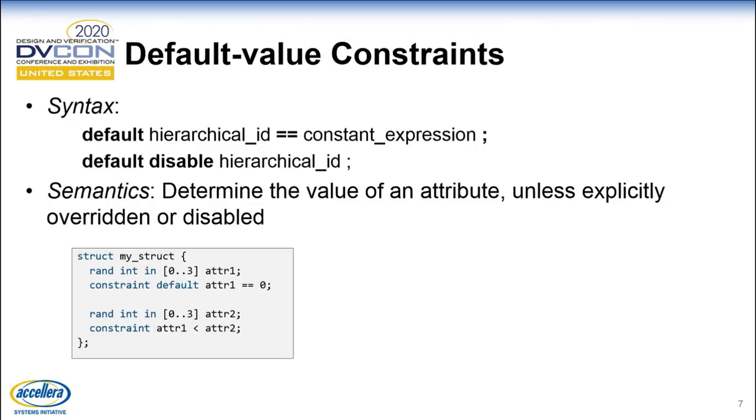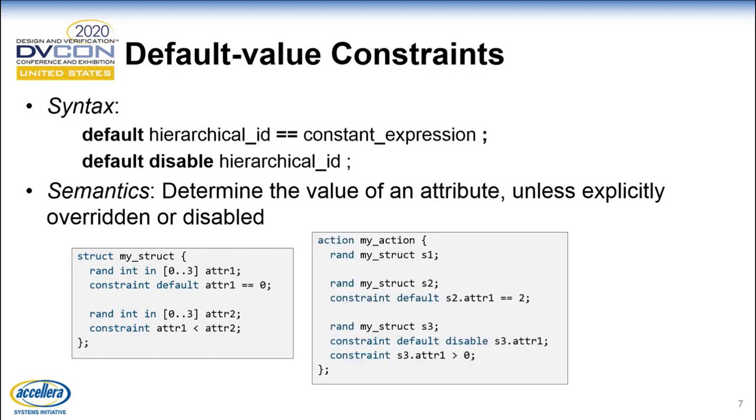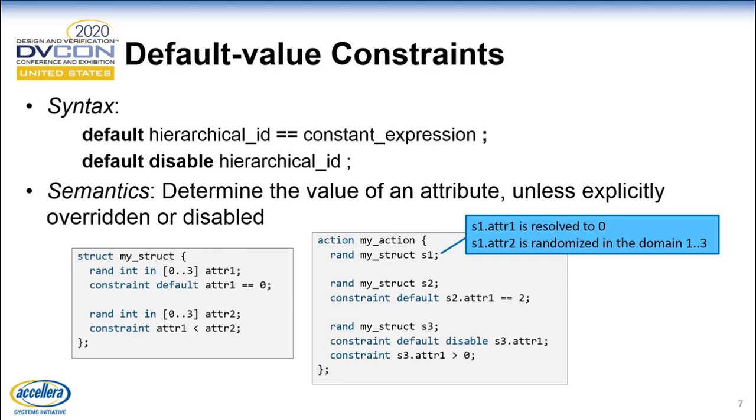Here's my struct, and it has two numeric attributes ranging between 0 and 3, utter1 and utter2, and I place a default constraint on utter1, so it's by default 0, and utter2 can randomize, but there's a constraint that it needs to be greater than utter1. Now in my action, I instantiate my struct multiple times, and let's see how I constrain it. So first instance, just as is. Then, of course, utter1 is going to resolve to 0 because of the default constraint. Utter2 is going to range between 1 and 3, just to be greater than utter1, right?